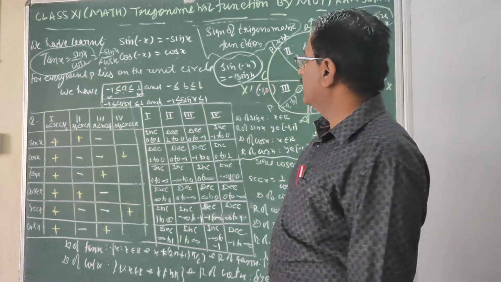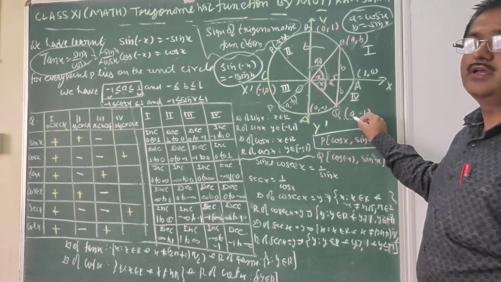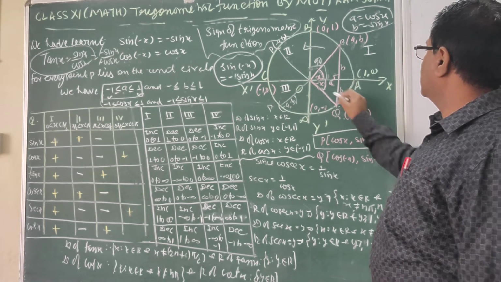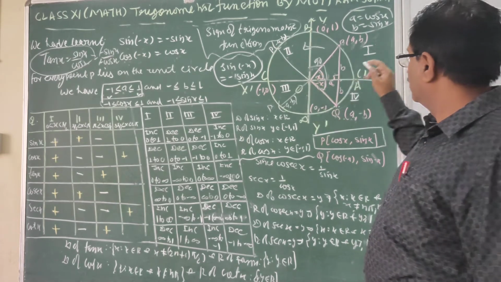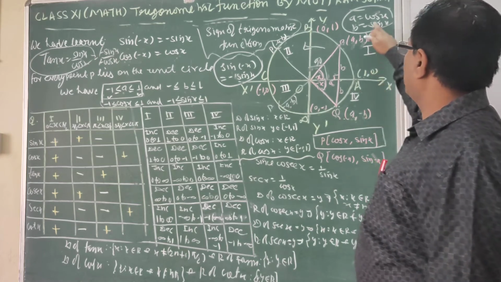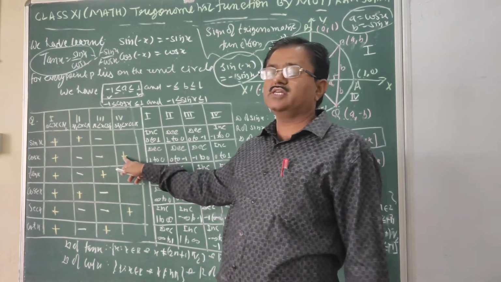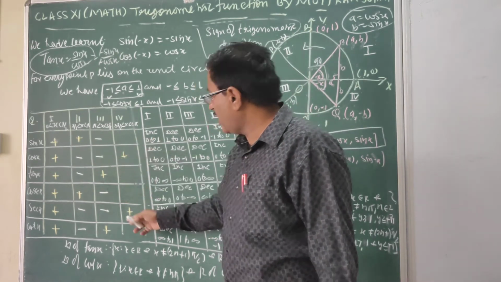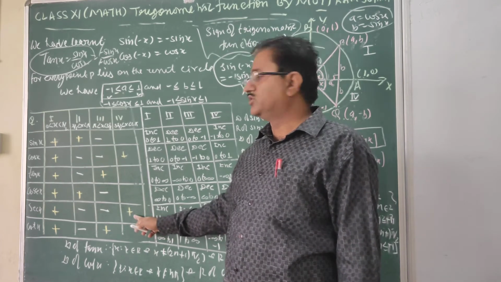This is clear? Now we move to the fourth quadrant. In the fourth quadrant, the coordinate is A, minus B. A means the x coordinate is positive, the y coordinate is negative. So A means cos x is positive. So in the fourth quadrant cos x is positive. If cos x is positive, then its reciprocal sec x is also positive.